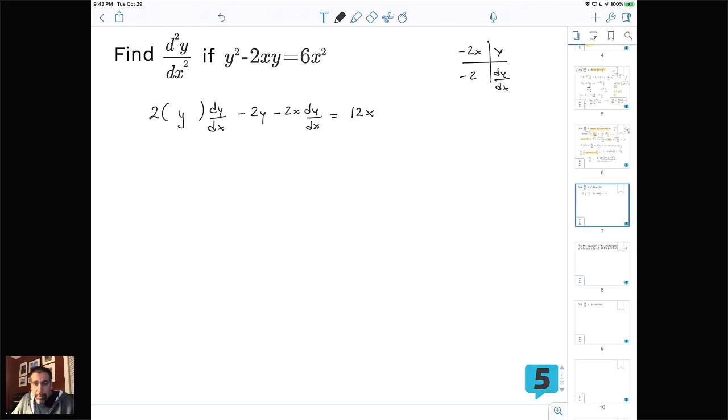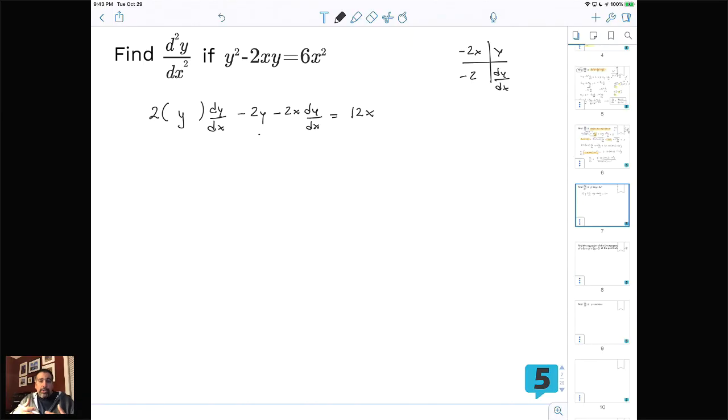Okay, so my first derivative, when I went through it, I got 2y dy over dx. And again, I was using the chain rule to differentiate the y squared. Then I did a product rule to do negative 2xy, and I got negative 2y minus 2x dy over dx. And then on the other side, the derivative of 6x squared, I got 12x. So I see some people agreeing with me, so I'm feeling pretty confident about this.